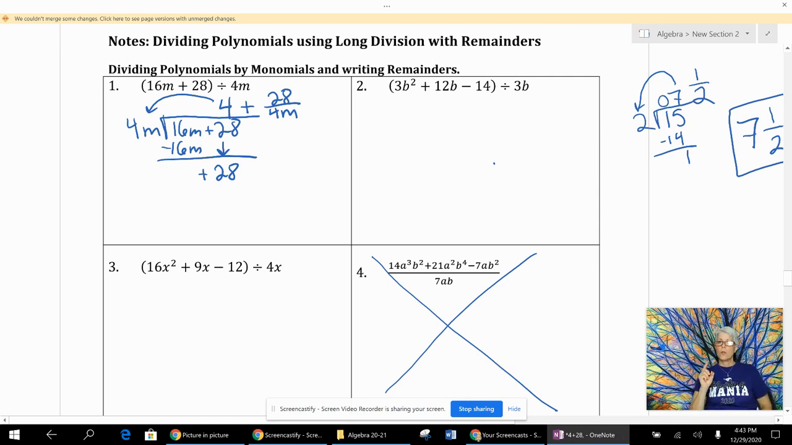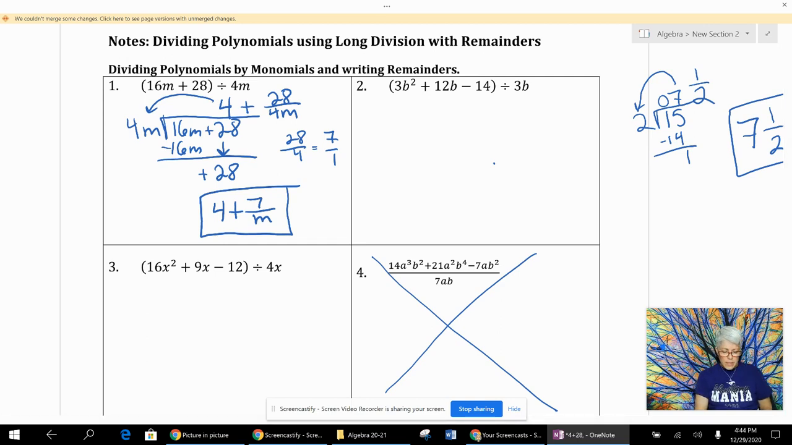Okay, let's look at the 28 and let's look at the 4. You can simplify that. 28 over 4 is 7. So we're not done yet. I'm going to go ahead and simplify it. It would be 4 plus 7 over m, because I simplified 28 over 4 and I got 7 over 1. That's where the 7 over m came from.